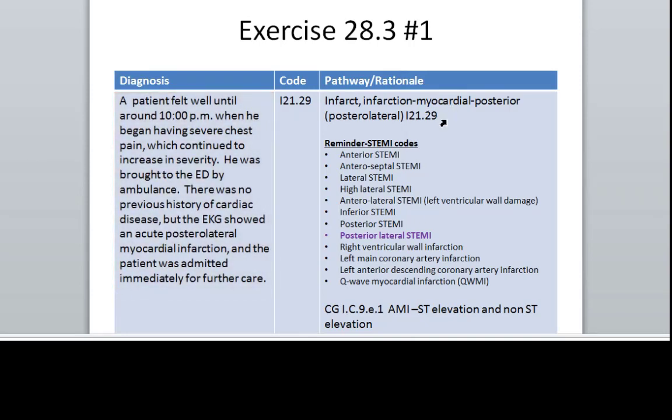So here's the pathway. Here's a reminder about the STEMI codes, and here's the posterior lateral right here in purple. And here is reference to a guideline. I didn't type out the entire guideline, but you can, I think you should, go back and read it so you understand how this code ties back to that guideline.